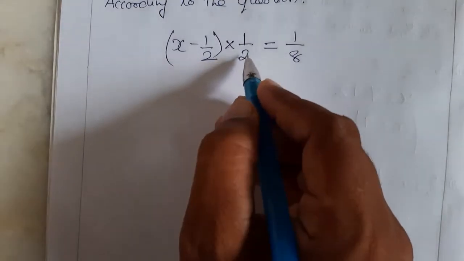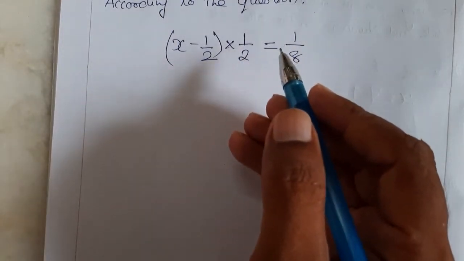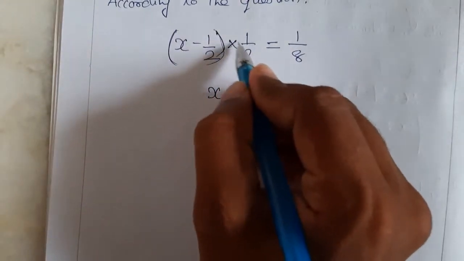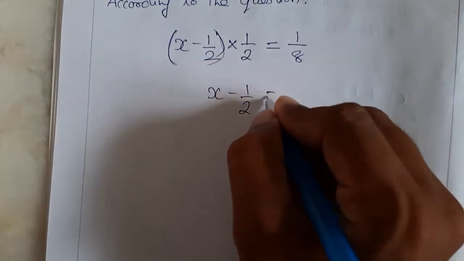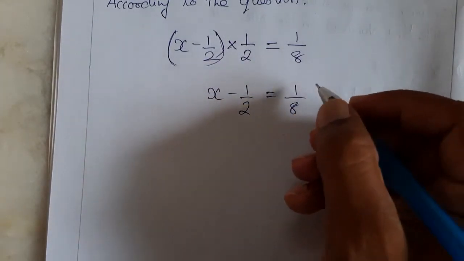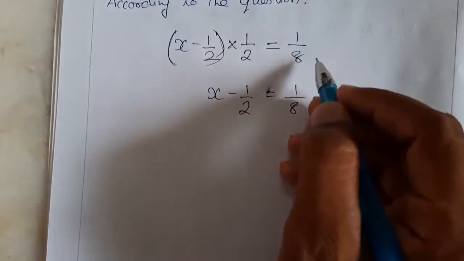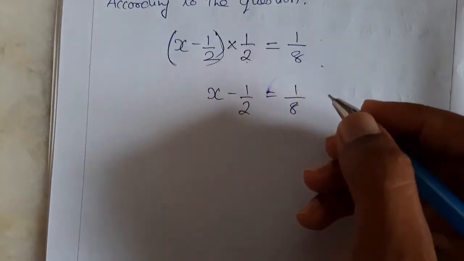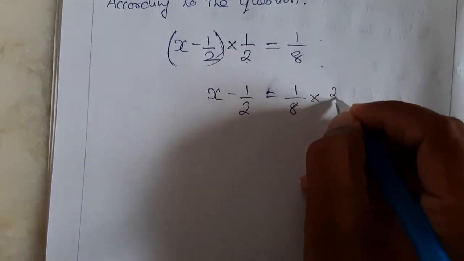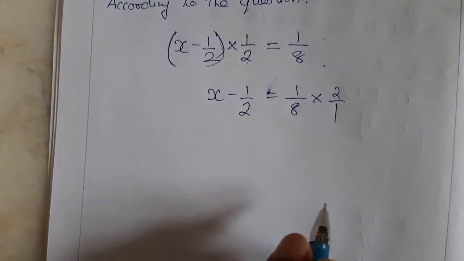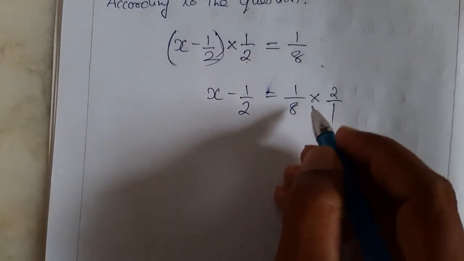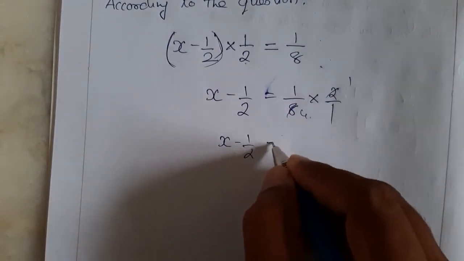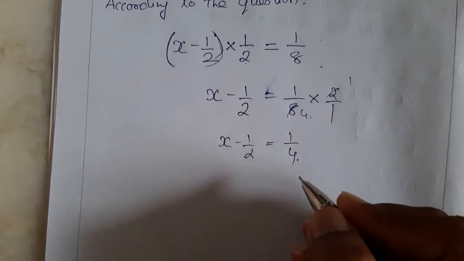If you bring this to that side, it will become x minus 1/2. This is one term and this is one term. If the multiplication goes there, it will be division, so it is equal to 1/8. You can also multiply by the reciprocal. Here it is in the denominator while going to the numerator, and it will become a denominator, so into 2/1. Just a reciprocal. Now this 2 and 8 can be cancelled and it will become 1/4. So x minus 1/2 is equal to 1/4.